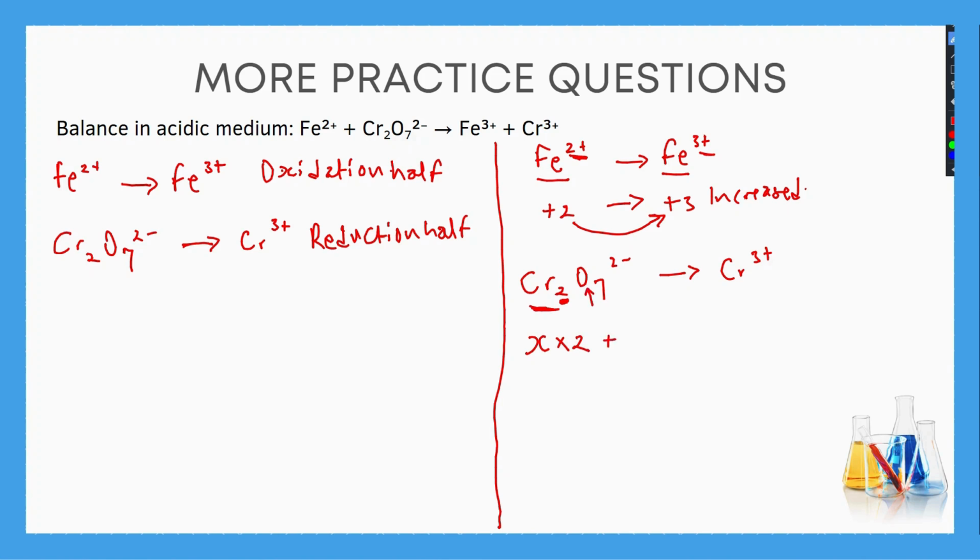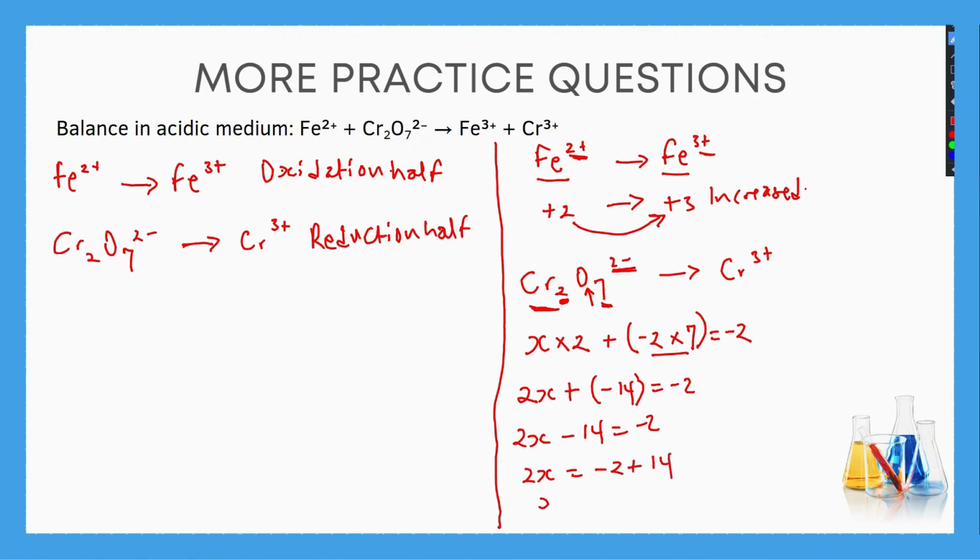Over here you can see oxygen, and oxygen has the oxidation number of -2 in compounds, times the number of atoms of oxygen we have, which is 7. Everything is equal to -2, which is the overall charge here. So we have 2x plus (-2 multiplied by 7, which gives -14) all equal to -2. So we have 2x minus 14 equals -2. 2x is equal to -2 plus 14, which gives +12. So therefore, x is equal to 12 divided by 2. x is equal to +6.